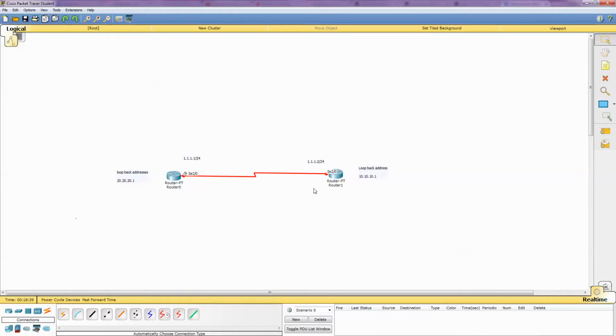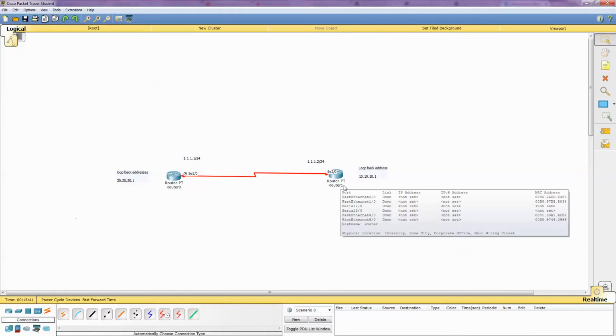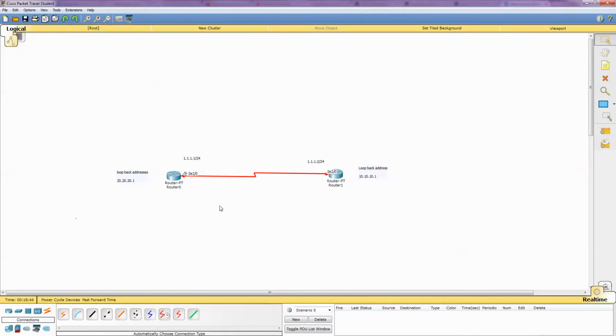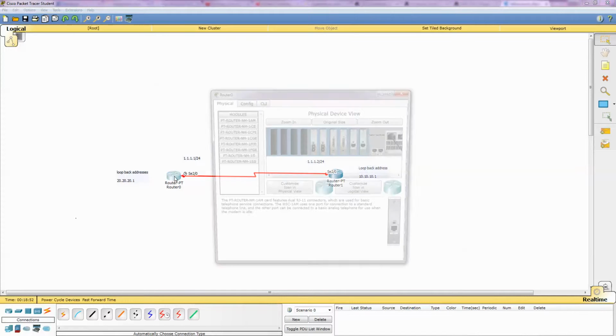Here's router 0 and router 1. We didn't configure anything, but I just put addresses here on the nodes. So let me start the configuration.